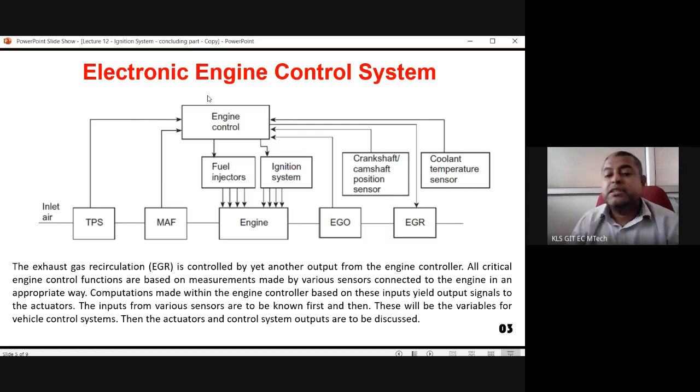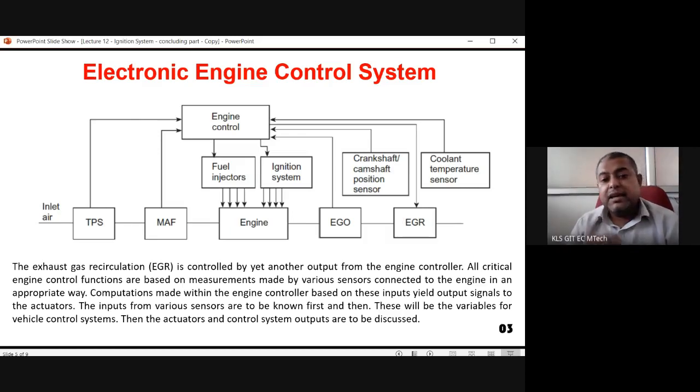So the engine control will implement all those control algorithms on the variables which are sensed, the inference will be extracted, and depending on the inference, the signal will be given to the actuators. The actuator will perform accordingly, and the car will be in a perfectly stable control state. So this is the overall loop. These will be the variables for vehicle control systems which are sensed already. Then the actuators and control system outputs are to be discussed.